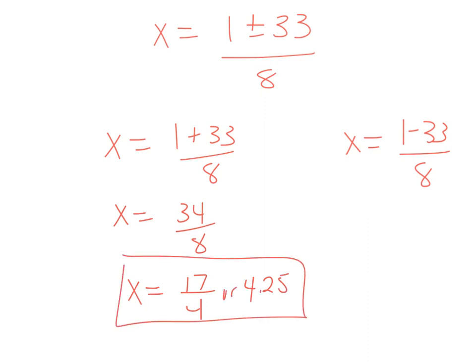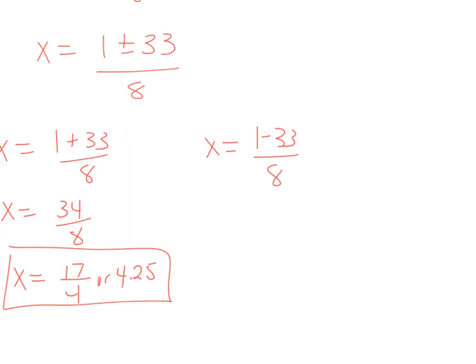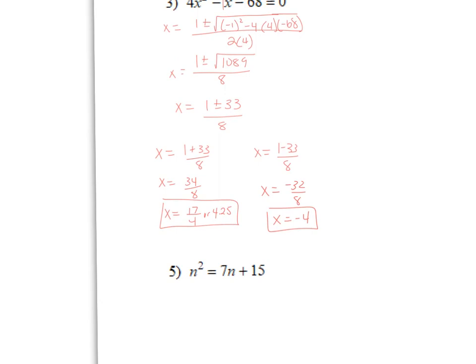So this or this. Okay, on this one, I end up subtracting on the top there, and I get x equals negative 32 divided by 8. So then when I divide, I end up with negative 4. And those are your two solutions here.